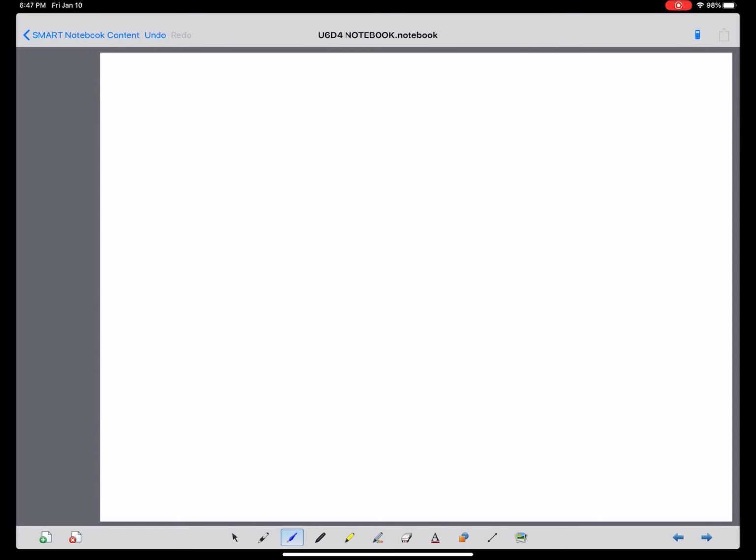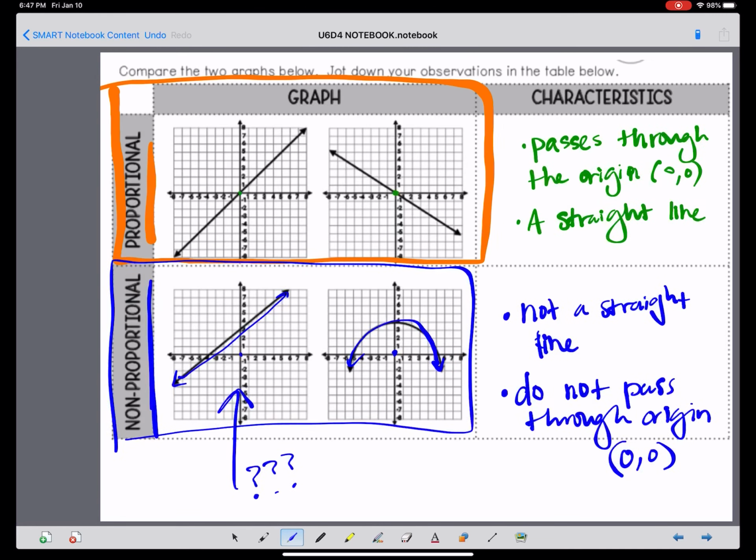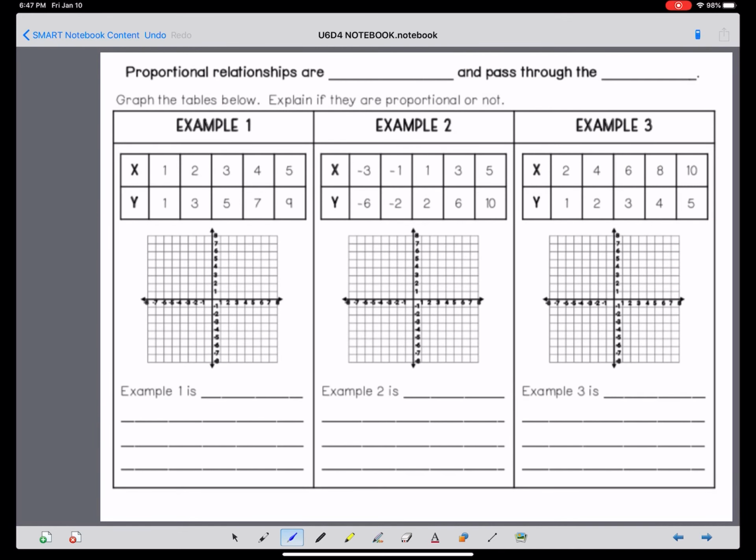All right, next slide. Proportional relationships, they are linear, just like we talked about on our last slide. Our proportional relationships need to look like this. They have to be a straight line that goes through 0, 0, or the origin. So let's put here, proportional relationships are linear and pass through the origin. And if you need a nice reminder, go ahead and write in 0, 0. So let's graph the tables below, and we will explain if they are proportional or not.